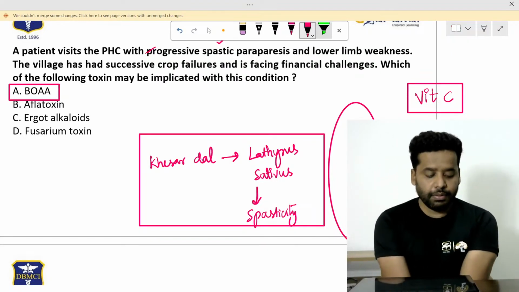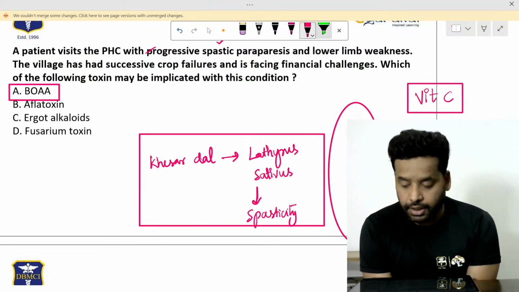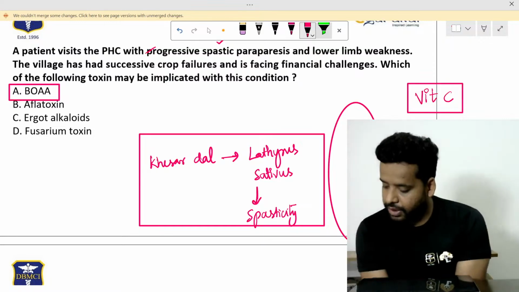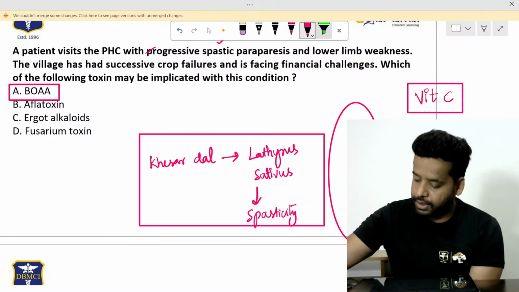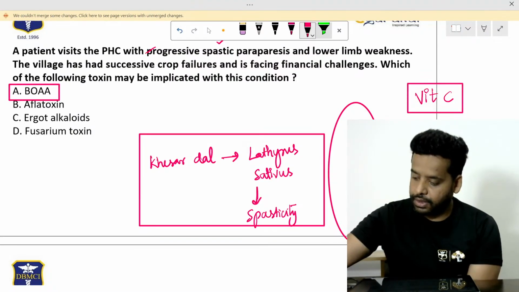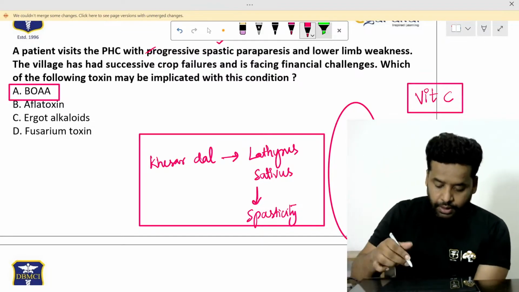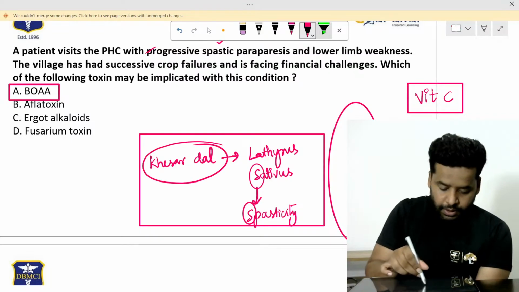How does neurolathyrism present? If they ask, it is spasticity. So the answer is neurolathyrism. They will mention the patient will be having weakness, one stick, two sticks. They will give the history, or else they will give the question like this: spasticity, spastic paralysis. So S for sativus, S for spasticity. Remember the words Kesar dal.